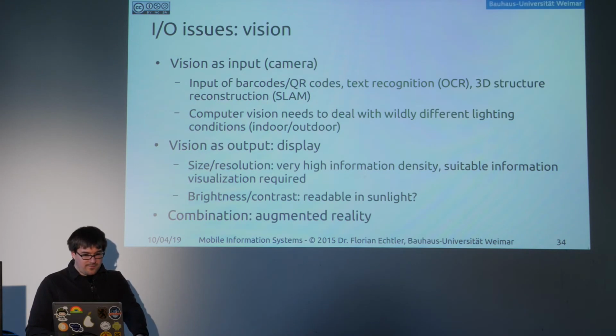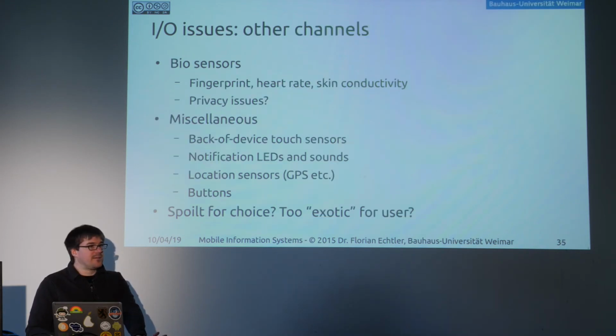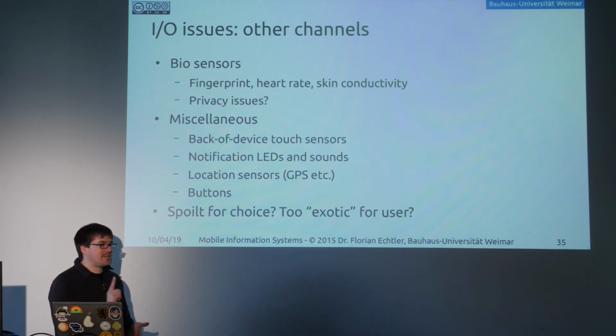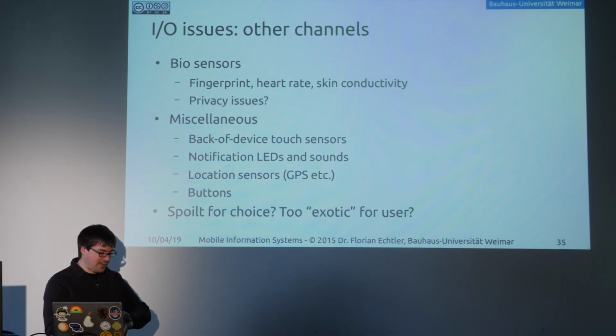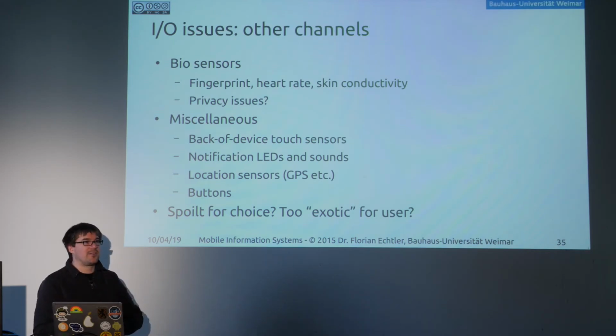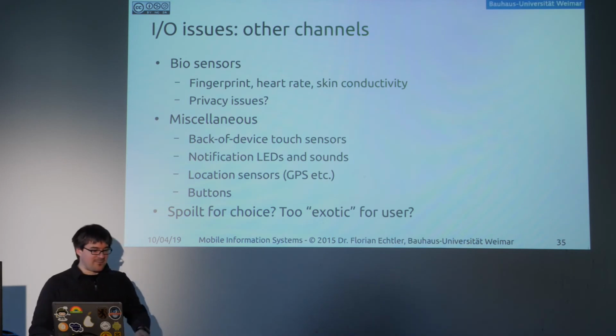All right. What other channels can we use? We sometimes have biosensors like a fingerprint or heart rate sensor. Sometimes even a skin conductivity sensor, which measures basically how excited you are. This is also something that's already possible to turn into a privacy issue once again. So if you have the new Apple Watch, which actually has an ECG, electrocardiograph included, then this might be quite medically sensitive data that maybe you don't want everybody to know.